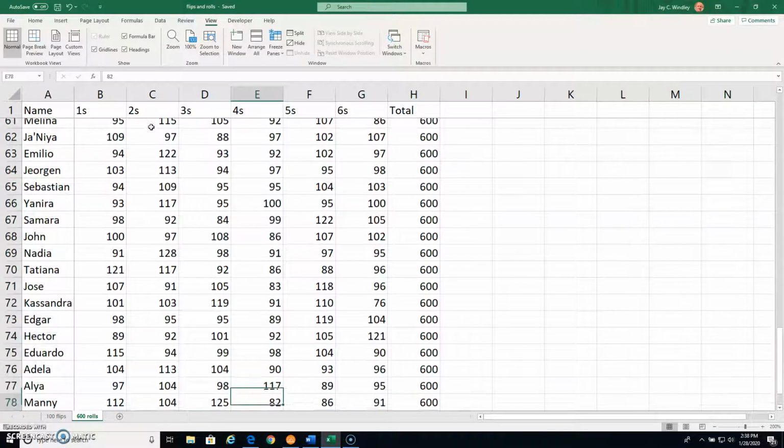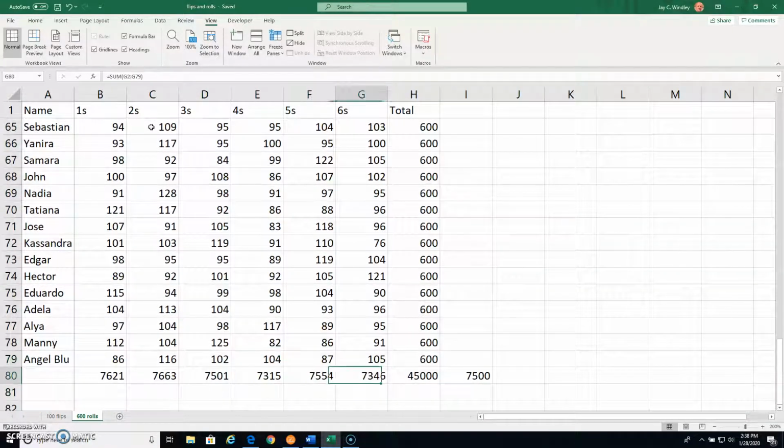And after doing this with a bunch of students, we actually ended up with 45,000 rolls of the dice. Should have had 7,500 in each category, and we had 7,600, 7,600, 7,500. So just trying to get an idea what type of results are likely and what type of results are unlikely.